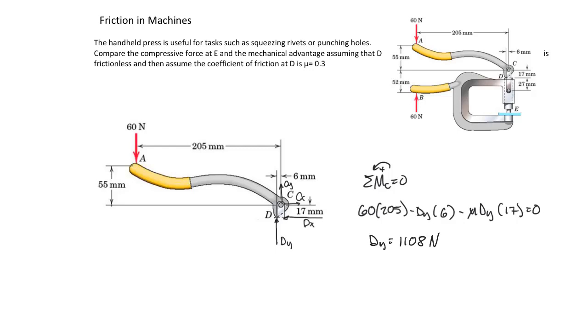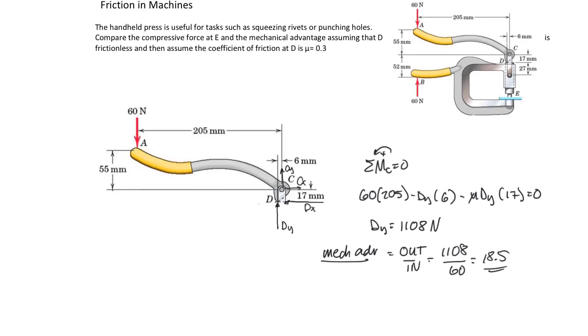So the mechanical advantage here is equal to the out over the in. In this case, it would be 1108 divided by 60, and so that would be equal to 18.5. So that's a pretty good mechanical advantage, even with friction.